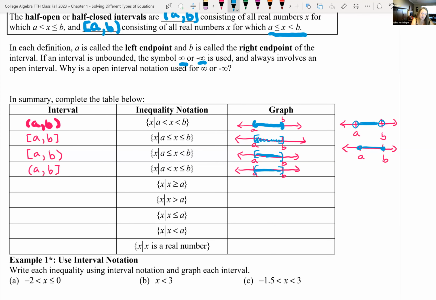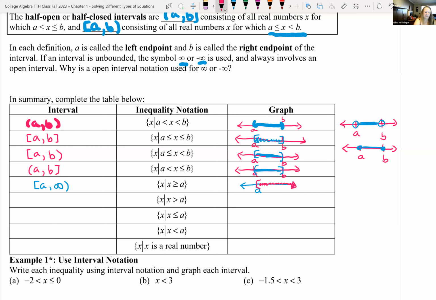So for the next inequality, we have x is greater than or equal to A. So everything that is bigger than A and including A. So we're going to include A, so we're going to put a bracket. But it's anything that's bigger than A, so we're going off to infinity. So locate A on the number line. You're including it, so put a bracket there. And we're going on forever, so I'm just going to shade everything to the right, and then my arrow, I tend to just fill it in, showing that that's going on forever.